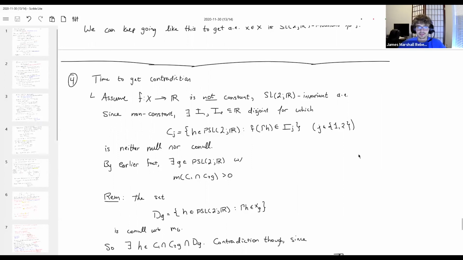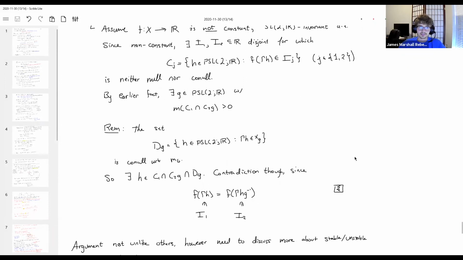And then the next step is the set D_g. So for fixed g, this is where we want to use that fact. For fixed g, the set of elements in PSL2R which lie in X_g is co-null with respect to this measure. So when we intersect it with this prior set, this gives us a set with positive measure, and so in particular, we can find an element in there. But this is a contradiction, since that tells us that f of gamma h, which is in I1, is the same thing as f of gamma h g inverse because of invariance under g, which is in I2. And that's it. So we've shown that it has to be constant, which implies ergodic.